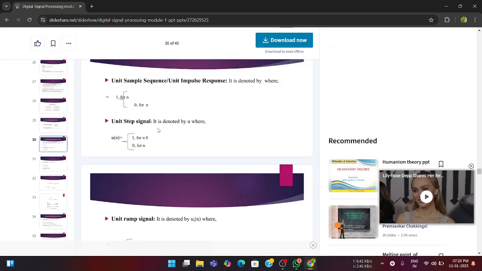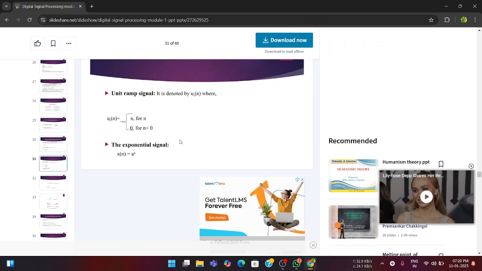Next is the unit step sequence, denoted by u of n, and it is defined as u of n equal to 1 for all values of n greater than or equal to 0, and 0 for all values of n less than 0. In this way the unit step signal is represented.